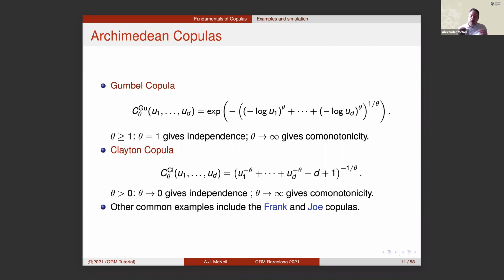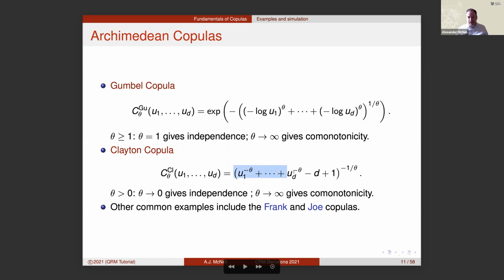So you can model positive dependence all the way from independence through to comonotonicity, but in quite a restricted way, because when we only have one parameter theta, we have what's called an exchangeable model. Every pair in d dimensions has the same level of dependence. So we can't have one pair more dependent than another with the Gumbel copula. That's also true of Clayton. It's another so-called exchangeable Archimedean copula, and it has a parameter theta. Theta must be positive. As theta goes to 0, you go to independence. As theta goes to infinity, you go towards comonotonicity.